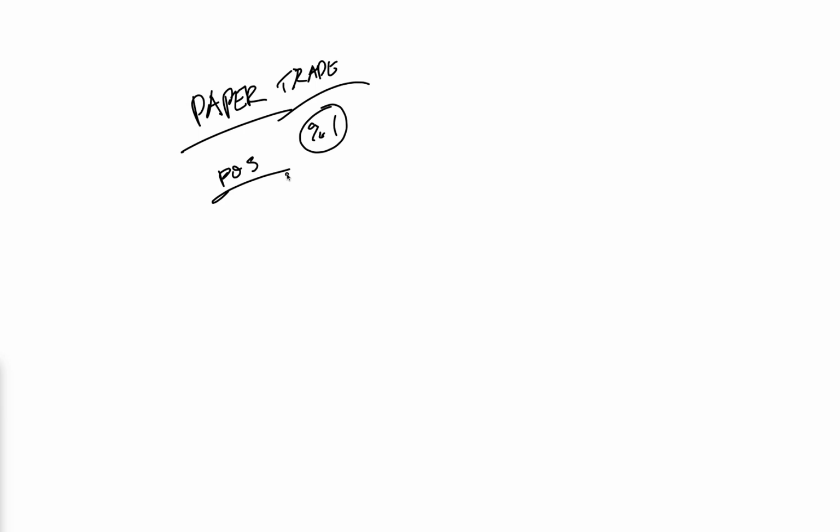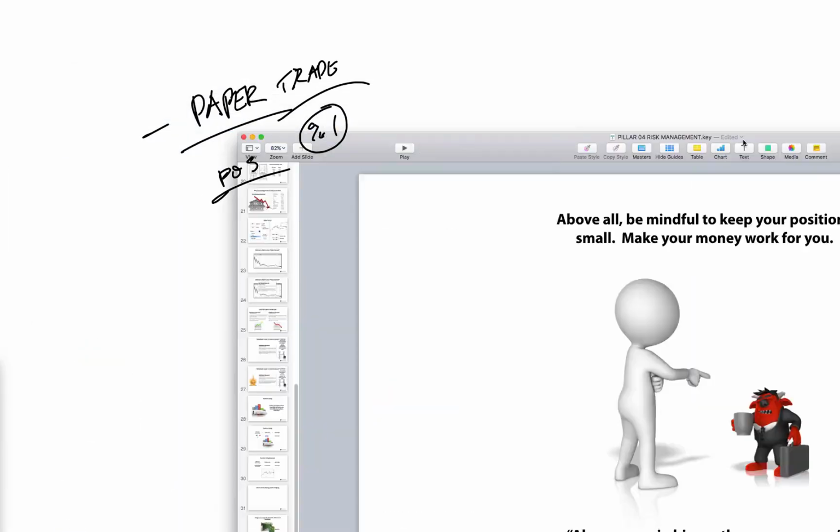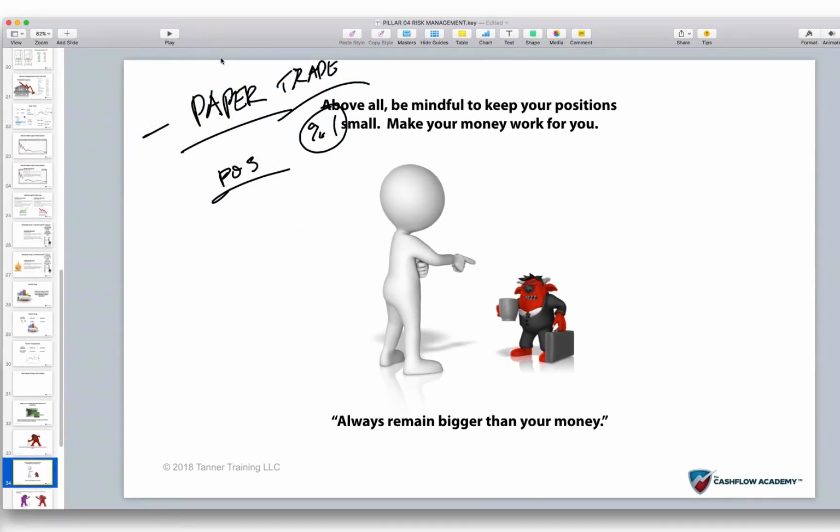Well, it'll happen because someone will get greedy, go from paper to real because they make a bunch of money on paper in a week and think, well, I could have been doing this for real. And what got them? Their greed got them. They didn't remain what? Bigger than their money. What did I say? Always stay bigger than your money. Don't let this little guy grow on you. Stay bigger than your money. Keep him small. Don't let him get like this.